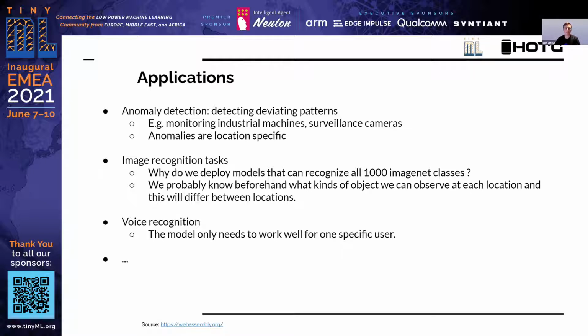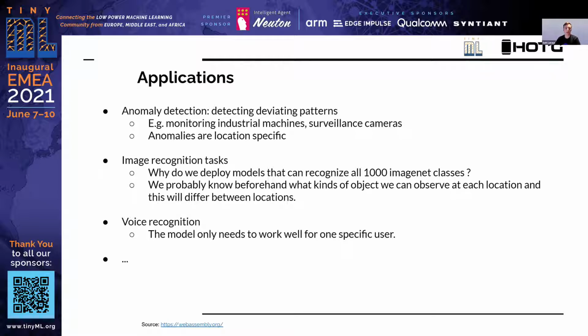Another example is image recognition. If we add intelligence to a surveillance camera, for example, by performing object detection, we probably know beforehand what kind of objects will appear in front of a specific camera. So there is no point in deploying a big model that can recognize all possible objects. We should make very small models that can only recognize those objects that will actually appear in front of the camera.